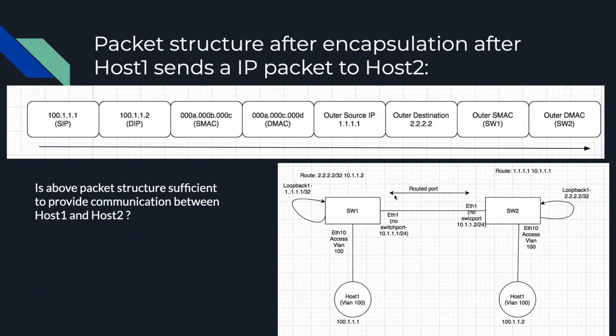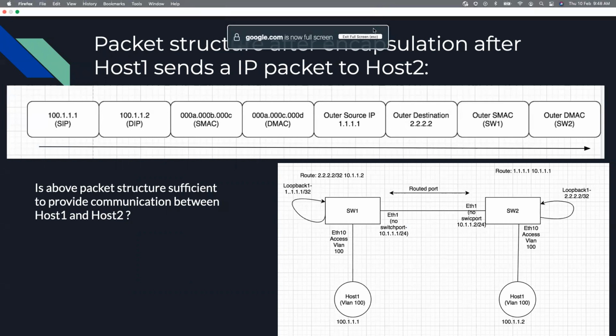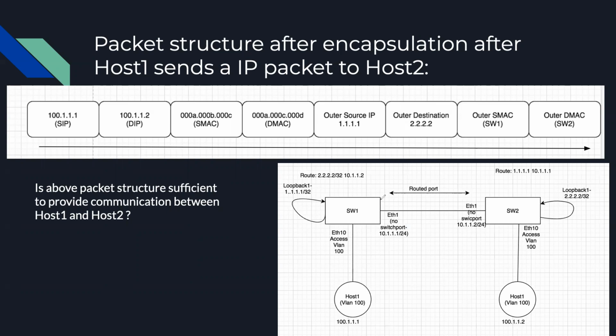So we decided that we can have a VXLAN tunnel, right? So this is our two hosts and these are two switches, and it is connected through an L3 interface. So here basically, we will create a VXLAN tunnel. So what are the information we are adding?